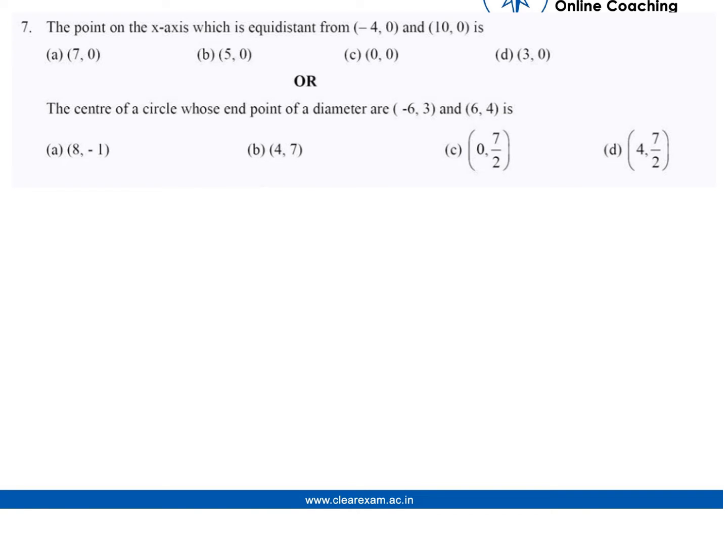So there are two parts in the question. I will be explaining both of them. So for the first part, the point on the x-axis which is equidistant from (-4, 0) and (10, 0) is.